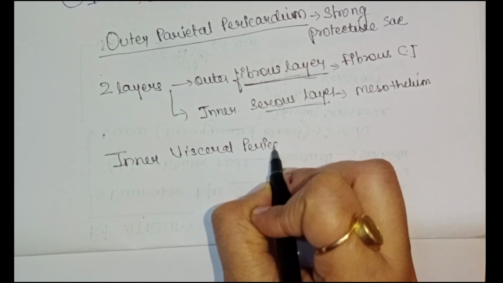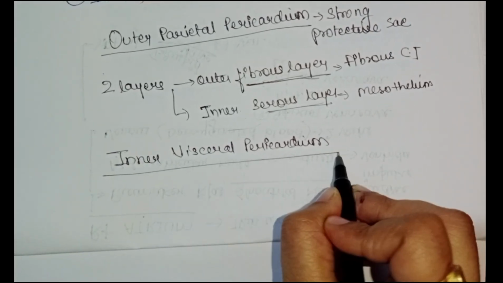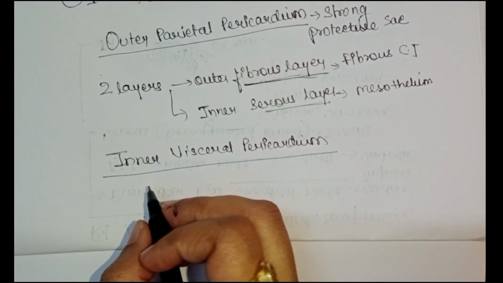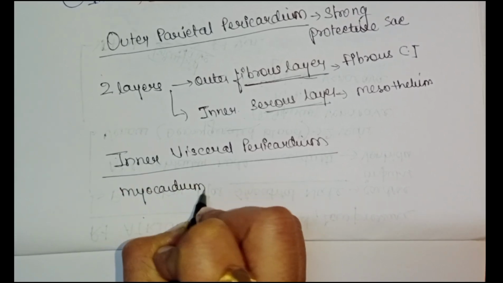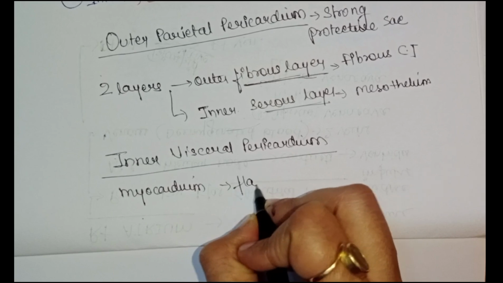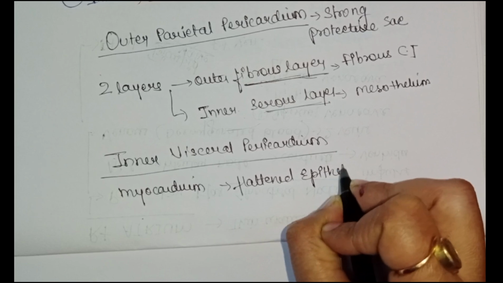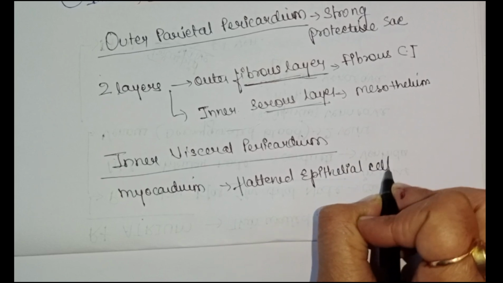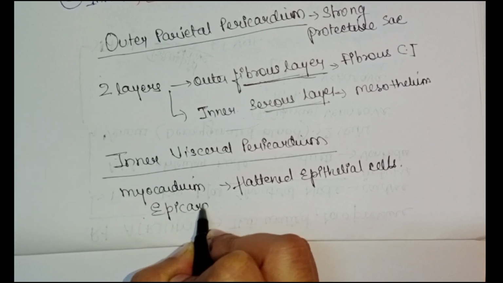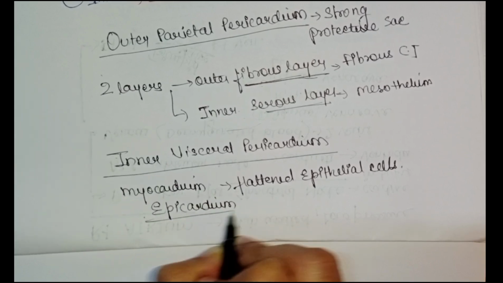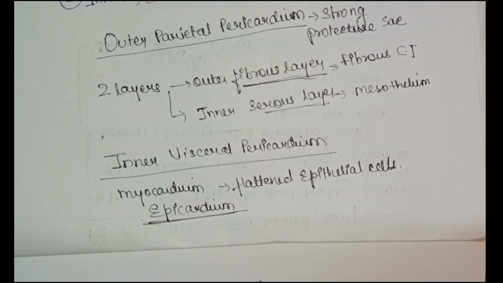Inner visceral pericardium lines the surface of the myocardium and is made up of flattened epithelial cells, and this layer is also known as epicardium. The inner visceral pericardium is also known as epicardium.